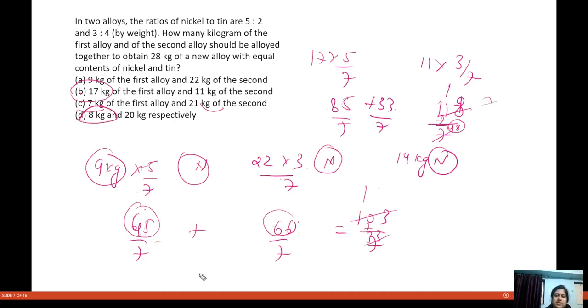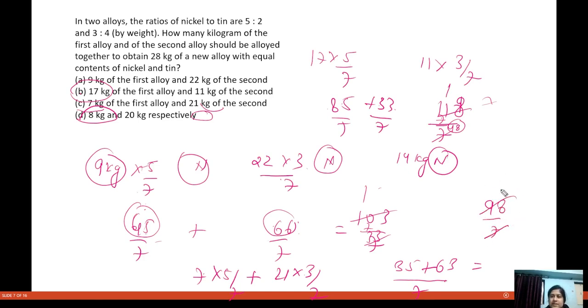Now let us check for this. So you have 7 kg of first alloy, so you have 5 by 7 here, plus you have 21 kg here, so you have 3 by 7 here. Just add this. So this is 35 plus this is 63, divided by 7. So you have 98. When you divide 98 by 7, you have 7 14 times.